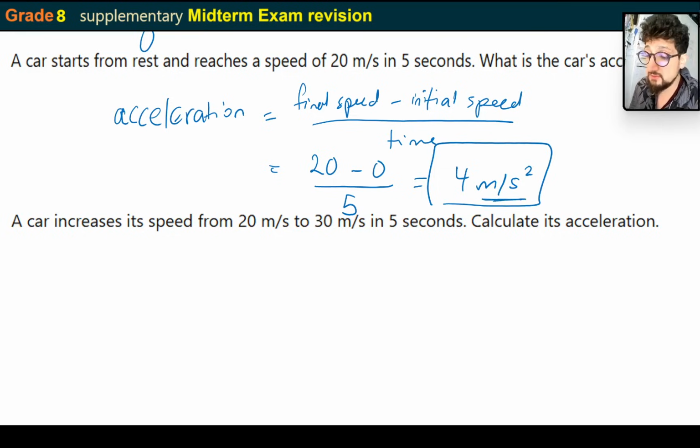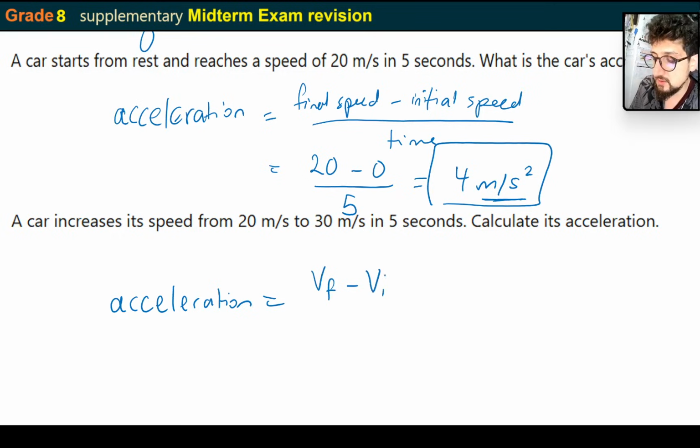A car increases its speed from 20 meters per second to 30 meters per second in 5 seconds. Calculate its acceleration. So once again, acceleration equals change in speed or change in velocity over time. Now, some of my students would have seen me do this, and that's perfectly fine. That just means final speed, and this means initial speed, and this means time. So it's exactly the same. But you don't have to write it like this. You can even write it like final speed minus initial speed over time. It doesn't matter as long as you know that it's the final speed minus the initial speed over time.